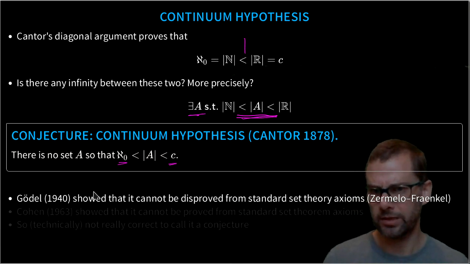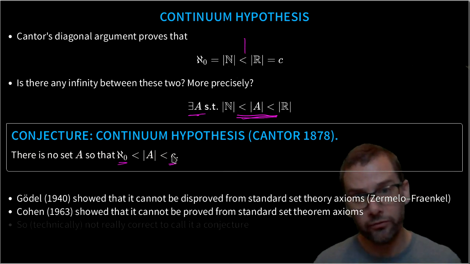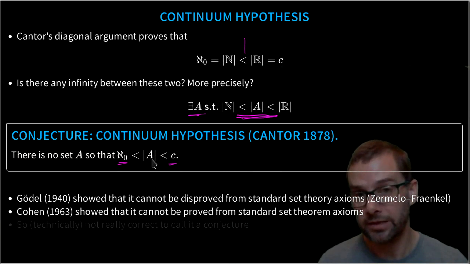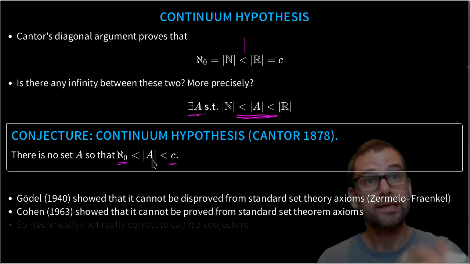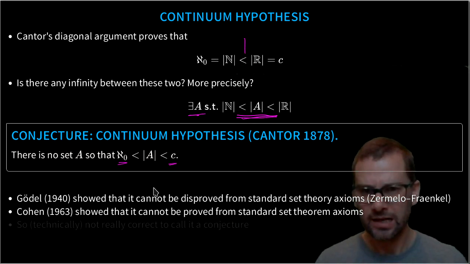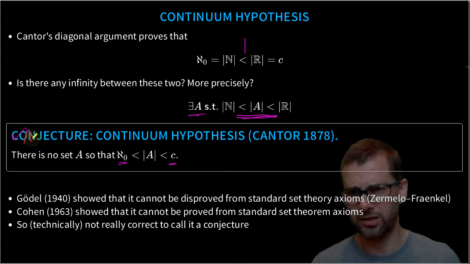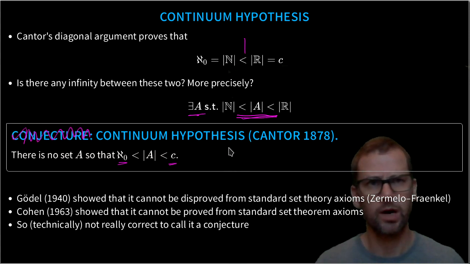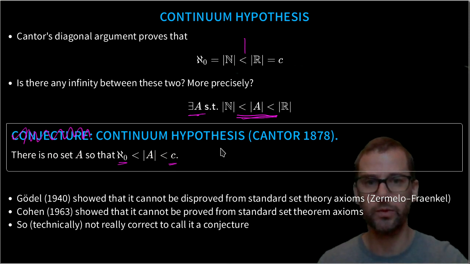Now it gets a bit weirder because along came Cohen in 1963, so 20 odd years later, and showed that you cannot prove it either using the standard bits of set theory. So using the techniques that we've been playing with in this course, you can't disprove this statement and you can't prove this statement either. Even though quite a lot's known about it, it's probably not so correct to call it a conjecture, and that's usually why it's called the Continuum Hypothesis rather than a conjecture. So it's a very, very weird statement.